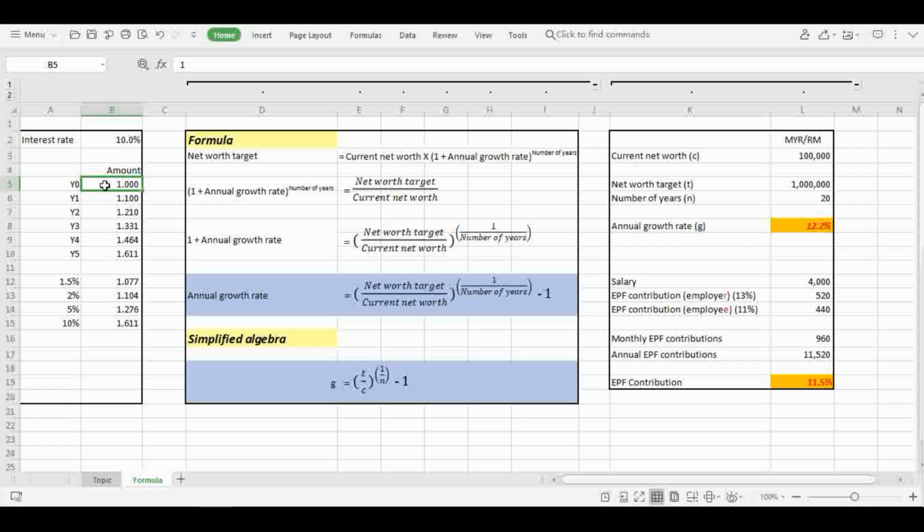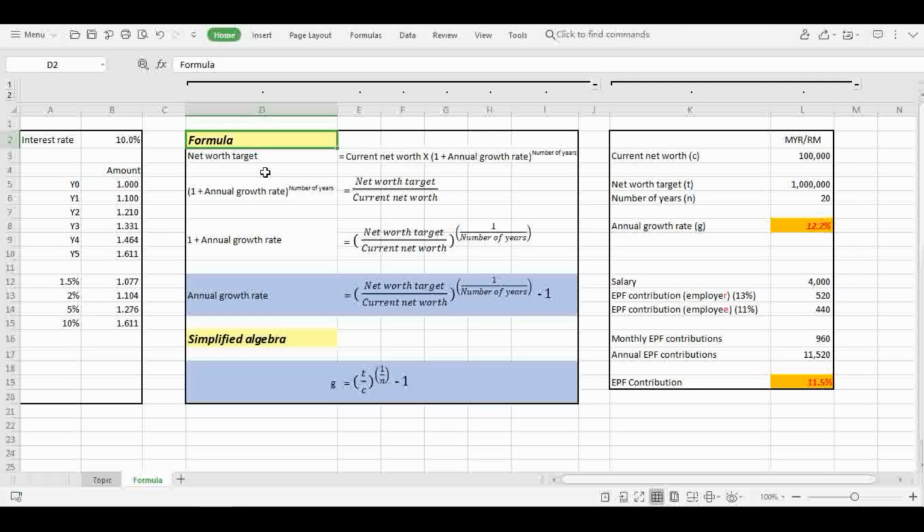So basically what I'm trying to explain here is that the higher the interest or annual growth rate that you have every year, the effect of compounding interest or growth rate is going to increase your end target net worth much more significantly than you could expect.